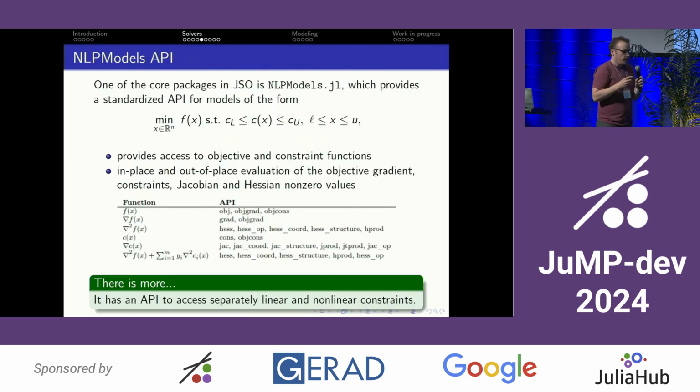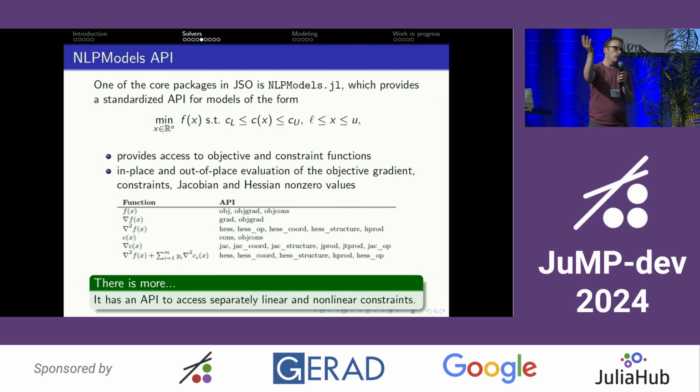Perfect, so maybe I can give you some small insights on how it works internally. One of the core packages in JSO is NLPModels.jl, which provides an API for models of this form, okay? So nonlinear continuous optimization models, okay? Essentially it defines abstract rules that solvers can rely on independently of the modelization, okay?